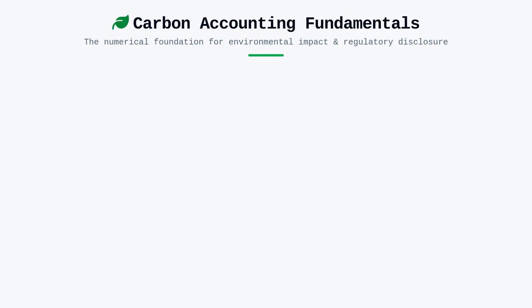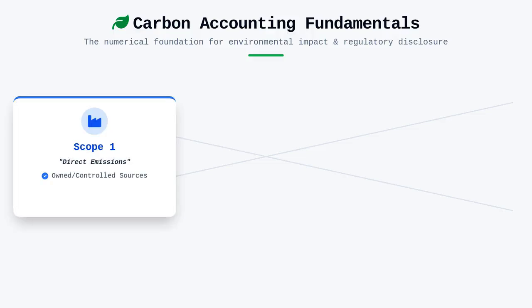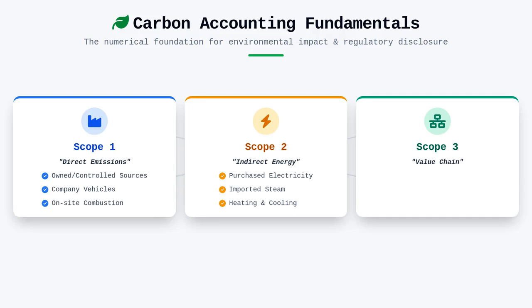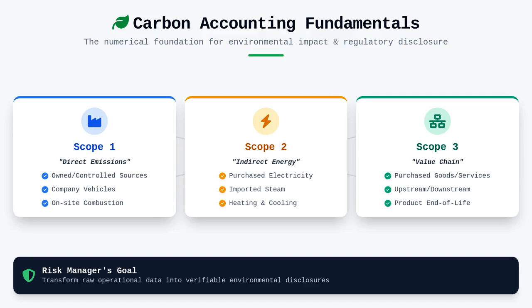According to the Greenhouse Gas Protocol, accounting begins with the categorization of emissions into three distinct scopes, which are essential for avoiding double counting. Scope 1 covers direct emissions from owned or controlled sources, such as company vehicles or on-site manufacturing combustion. Scope 2 accounts for indirect emissions from the generation of purchased electricity, steam, heating, and cooling consumed by the reporting entity. Scope 3 represents the complex web of emissions occurring in the value chain, ranging from purchased goods and services to the end-of-life treatment of sold products. Mastering these distinctions allows a risk manager to transform raw operational data into verifiable environmental disclosures that satisfy regulatory scrutiny and investor expectations.